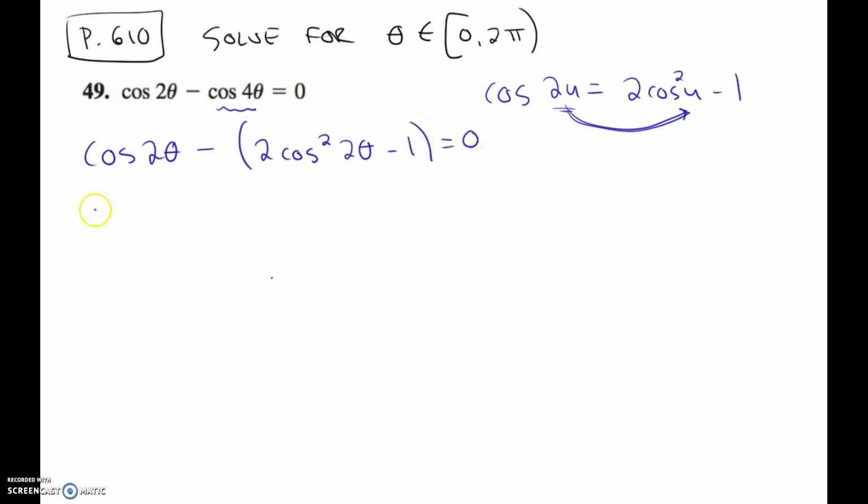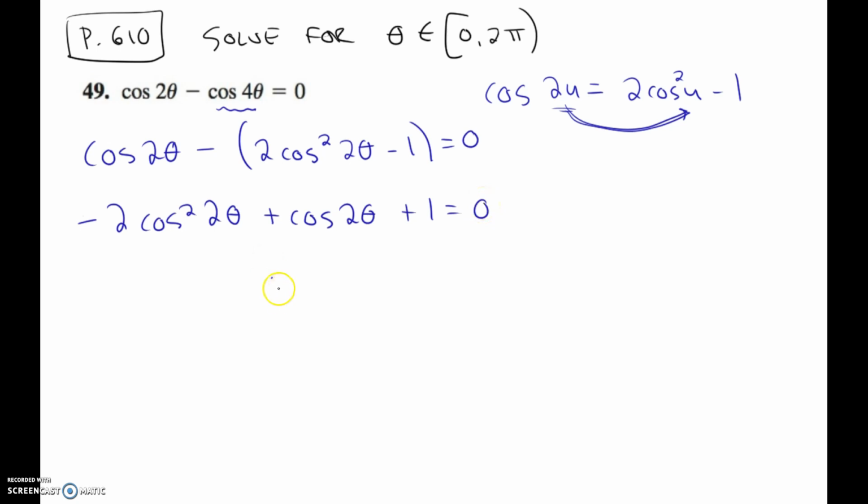Distribute that negative. And this is where I screwed it up. I combined this and this, even though this one was squared and one wasn't. Or I don't know what I did. So this is a negative 2 cosine squared 2 theta. And then I have a positive cosine 2 theta. Then distribute the 1, you get a plus 1.